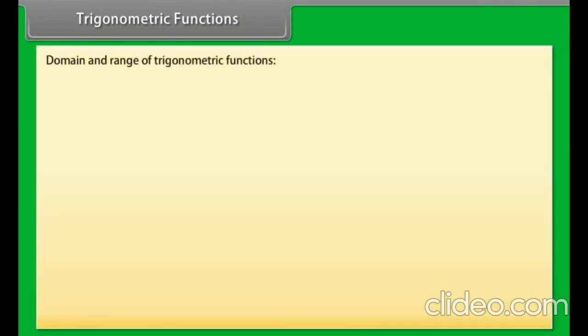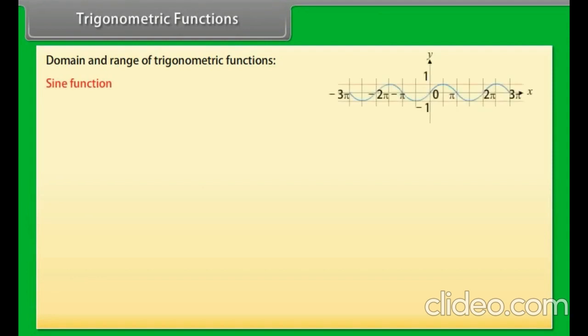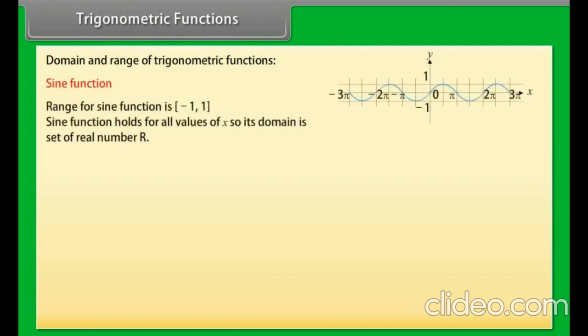Trigonometric functions. Domain and range of trigonometric functions. As we have studied earlier, angle can be considered as a real number, so we denote the angle by x, not by theta. Sine function. Range for sine function is -1 to 1. Sine function holds for all values of x, so its domain is the set of real numbers R.